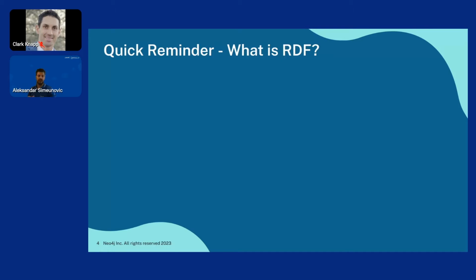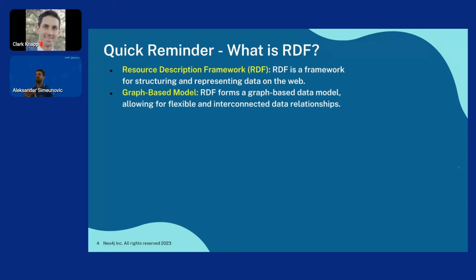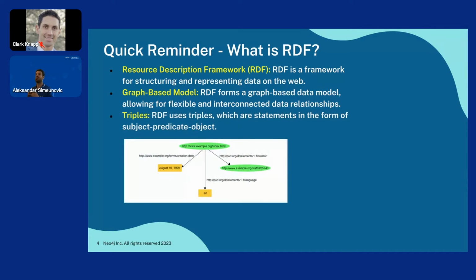I wanted to do a quick reminder because I think that 90% of the people joining this call know what RDF is. But for the 10% that don't or accidentally jump on this call, I want to give you an ROI of your investment time here at this session. So RDF, or Resource Description Framework, is a framework for structuring and representing data on the web, and has been part of the Semantic Web Initiative for a decade or plus. And it's a graph-based model for allowing for flexible and interconnected data relationships. And what RDF does, it uses triples, which are statements in the form of subject, predicate, and object.